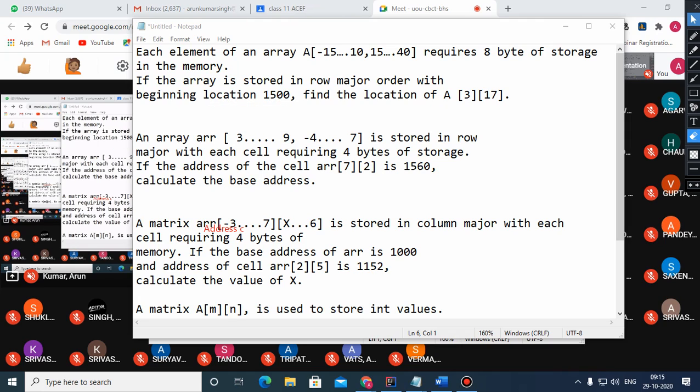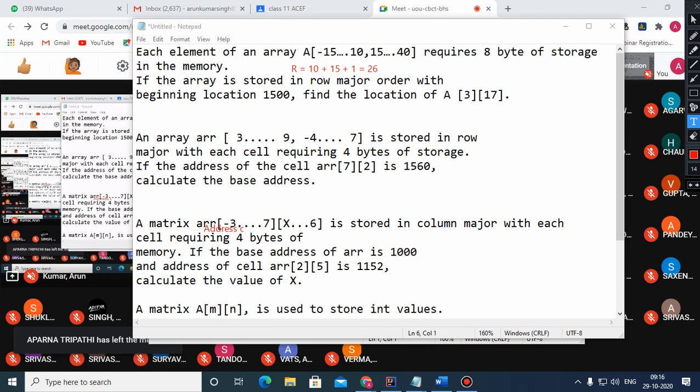Okay. So now here each element of this A. First of all, we are going to calculate the value of R. So here R will be what? It will be 10 minus 15 plus 1. So minus 15 means plus 15 plus 1, and here which is 26.